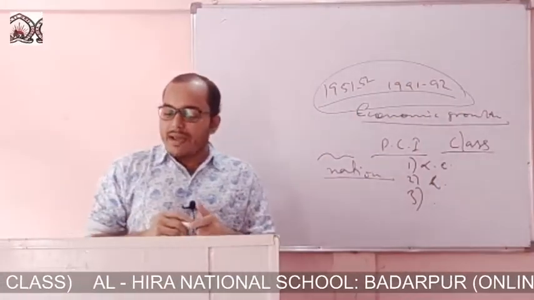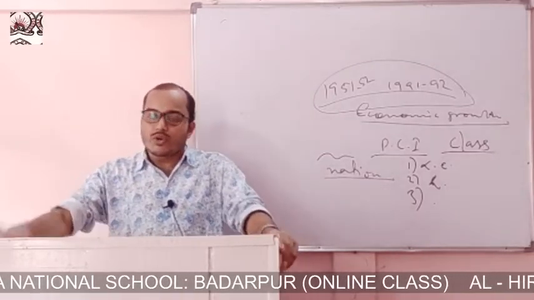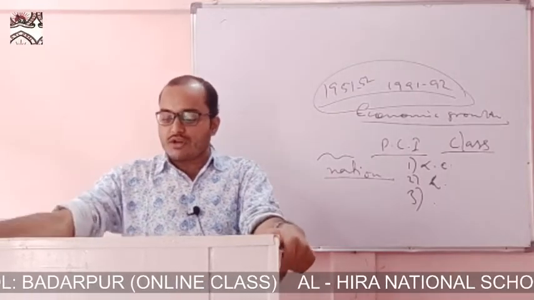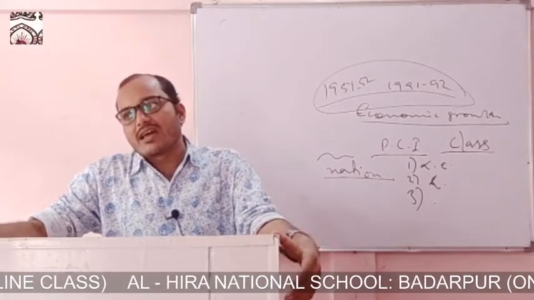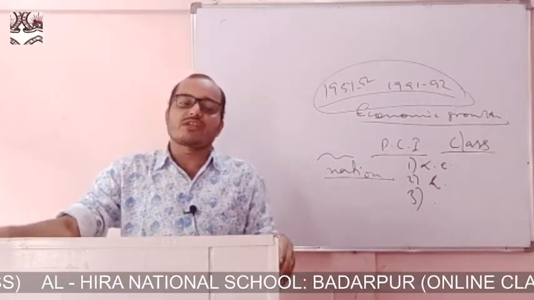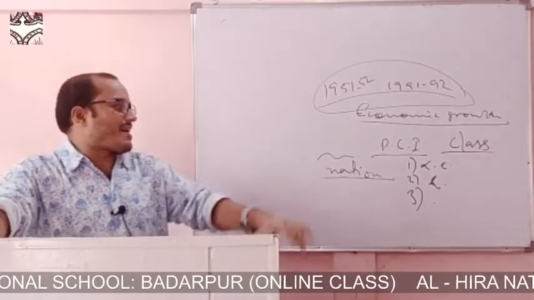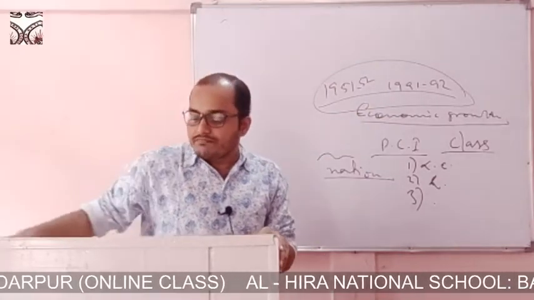Now, the main objective of the economy was to raise the economic growth, and second, to give importance to the application of modern technology and to attain self-reliance, and third, to secure social justice. So these are the four objectives of the first phase Indian economy.